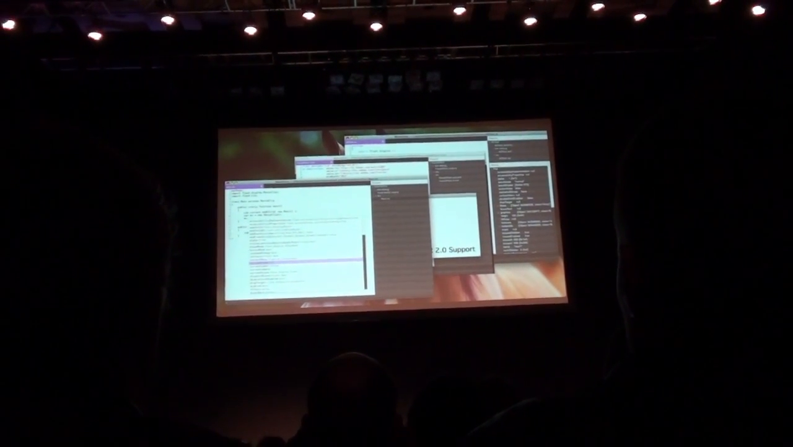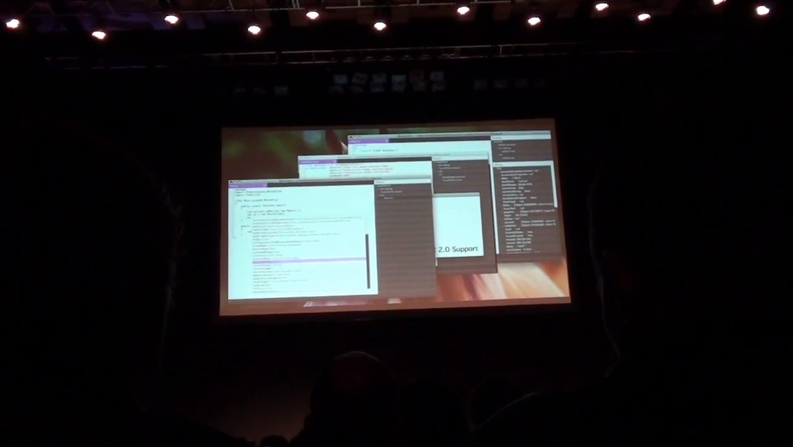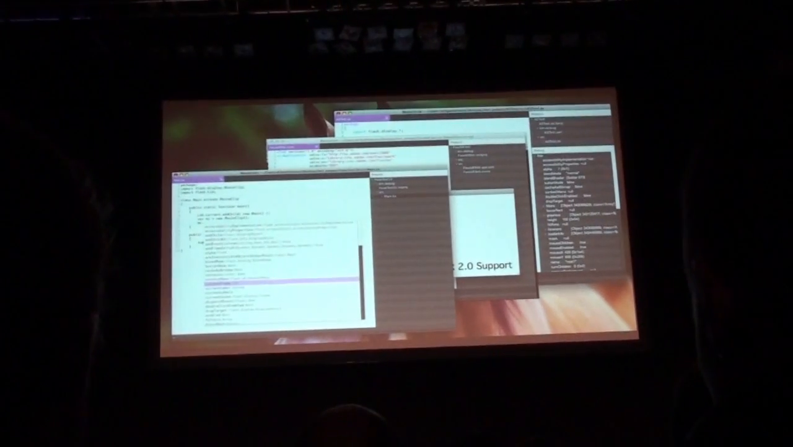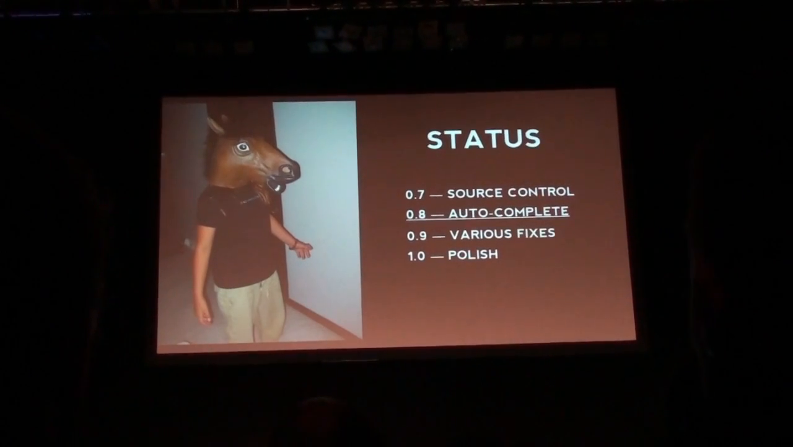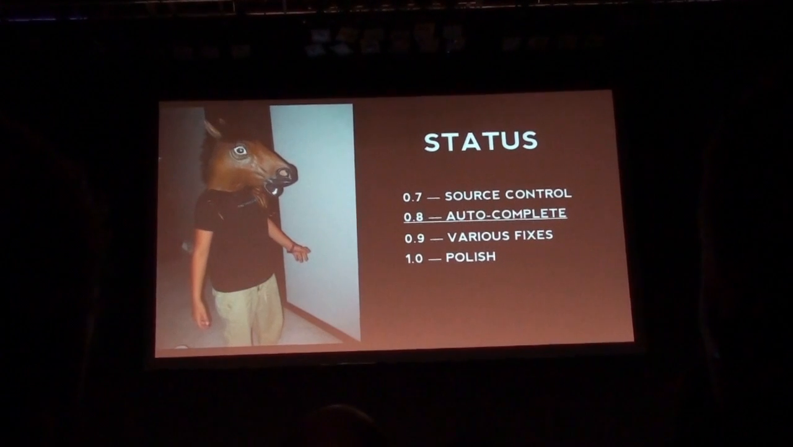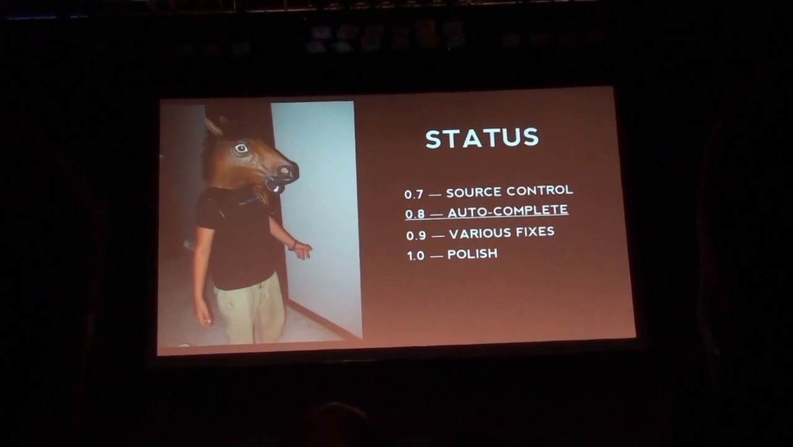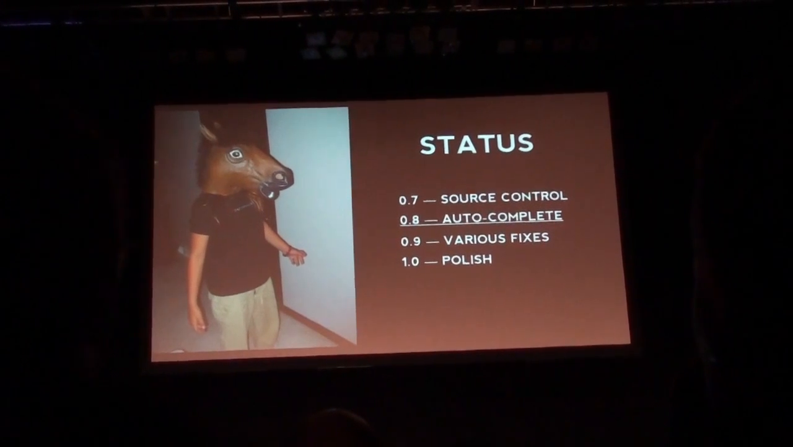We're working on auto-completion based on the Flex PMD parser. It's written in Java, but we can't backport it to ActionScript. We just don't think it will be fast enough. So 0.7 added Subversion support. 0.8 is estimated to be around two to three months out, same for 0.9. And at 1.0, we hope to be a drop-in replacement for Flash Builder.